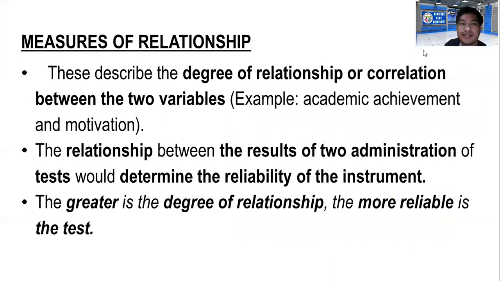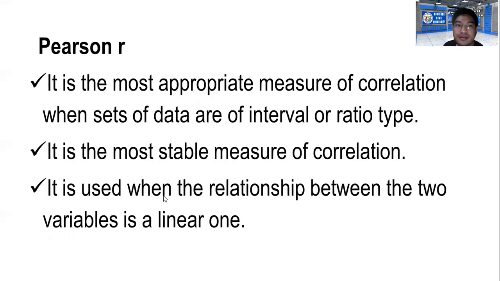And then the last measure is the measure of relationship. This describes the degree of relationship or correlation between two variables. Like if you want to correlate academic achievement and motivation. The relationship between the results of two administrations of tests will determine the reliability of the instrument. The greater the degree of the relationship, the more reliable is the test. So Pearson r is the most appropriate measure of correlation when the sets of data are interval or ratio type. It is the most stable measure of correlation, and it's used when the relationship of two variables is linear.